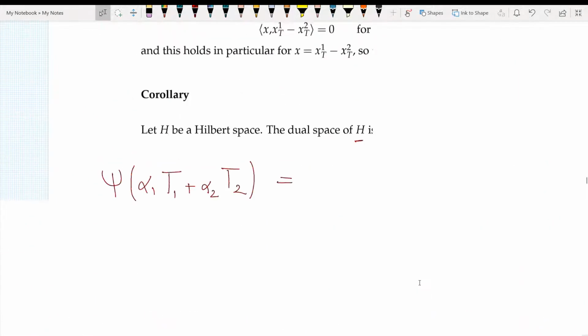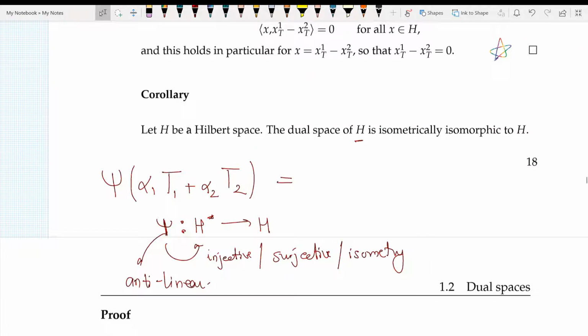Okay guys, so now we have proved that every Hilbert space H is isometrically isomorphic to its dual space.